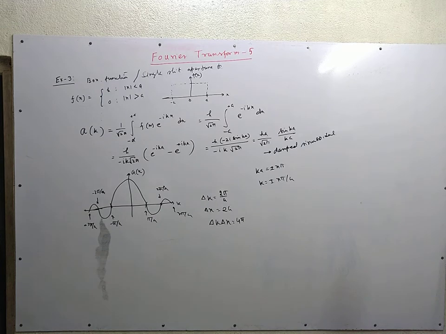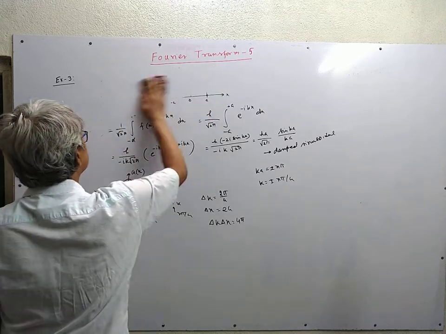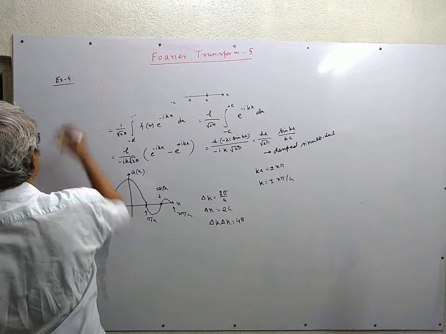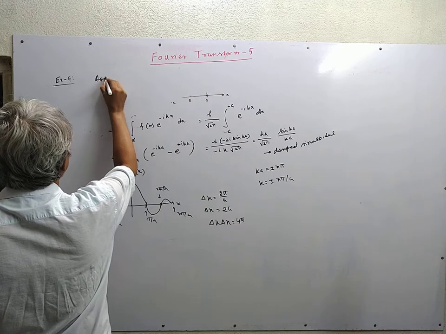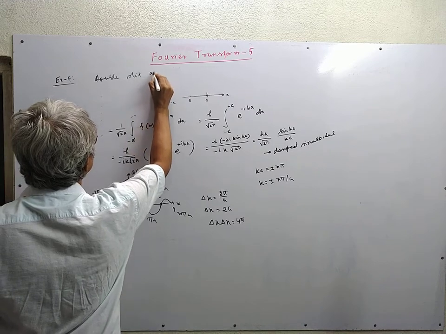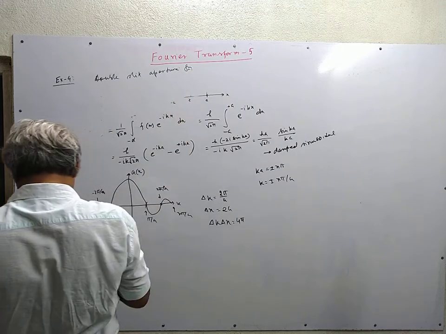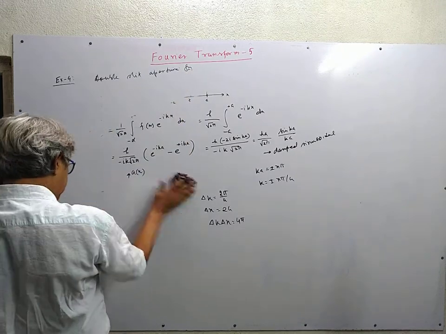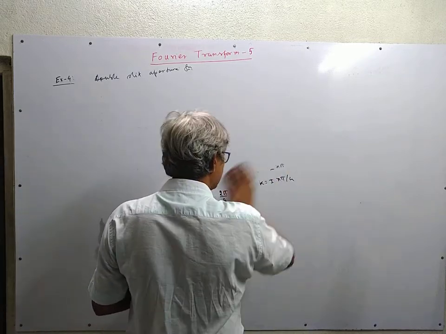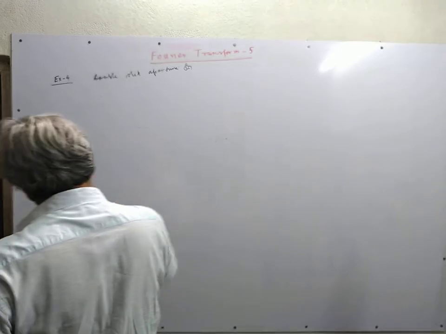Now we consider as the next example, the double slit aperture function. As the fourth example, we consider the double slit aperture function. The double slit, as you know from your knowledge of physical optics, is two narrow slits separated by a distance a which is greater than the slit width.